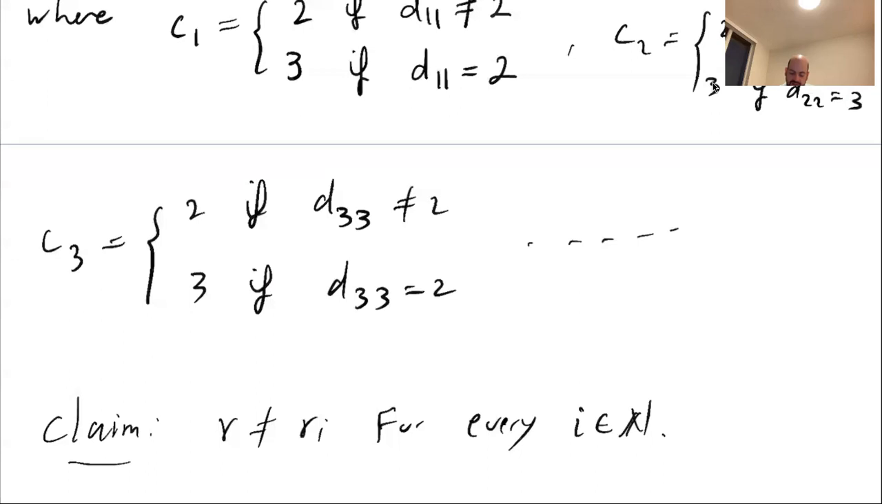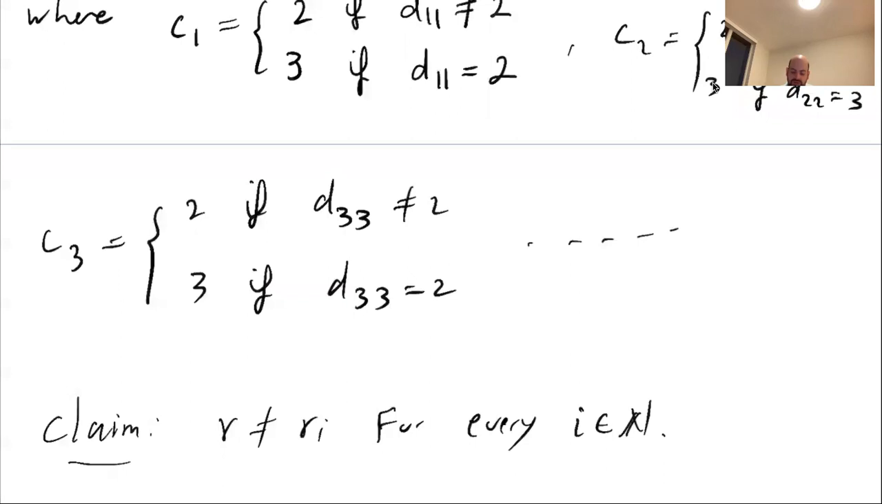Now, for C1, we said if D11 is not equal to 2, then let's define C1 to be 2. So then I would have for R, 0.2 something, right? So therefore, R is not equal to R1. Because the first number after decimal for R1 is 5, but the first number after decimal for R is 2. So of course they cannot be equal. So this is for the case where the first number after decimal is not 2.